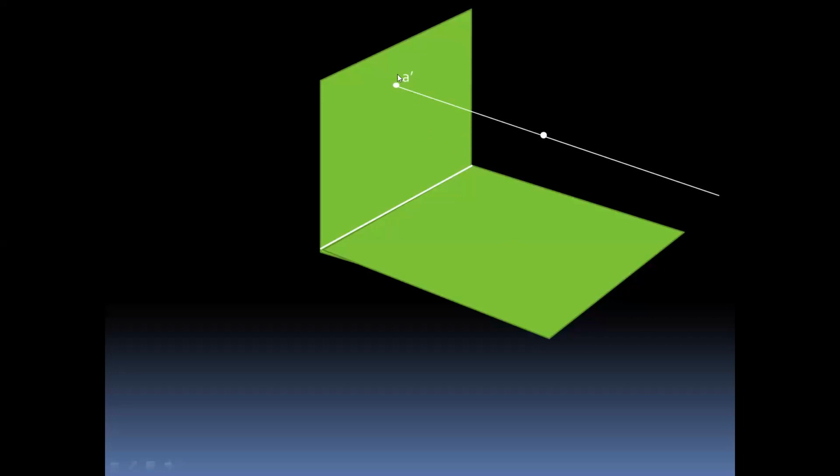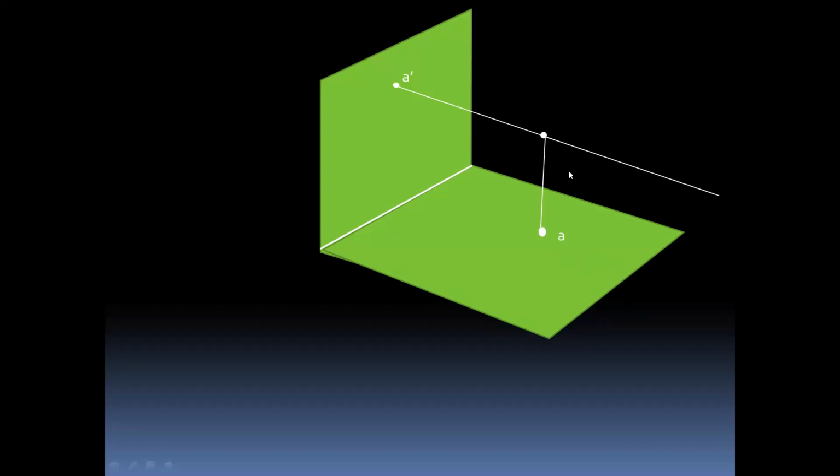So this is A dash. Front view is always represented by the dash. So suppose the point is A, then its front view will be A dash, that is a small letter. And for the top direction, draw the projection lines which will intersect the horizontal plane. Again, the projection is a single point, and the top view is represented by the letter A. So this is the simple front view and top view of a single point.